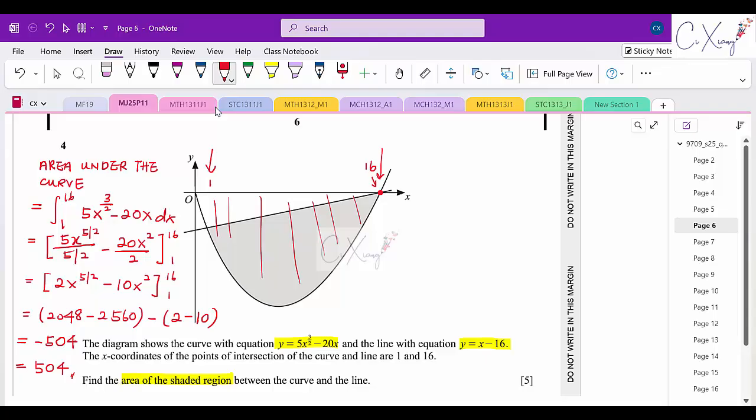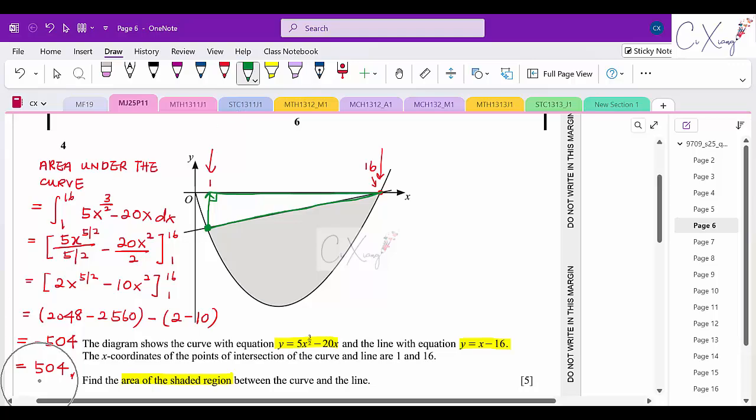This is the area for the whole part under the curve, or I should say above the curve, right? Okay, so this is 504. And now I want to find out the area of this particular triangle. This is the green color part triangle. I want to get the area for this triangle so that I can take 504 minus the triangle area to get the shaded area. So how can I find the area of the triangle?